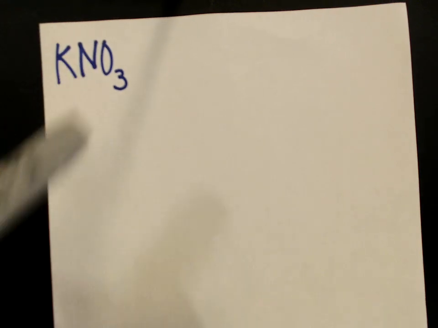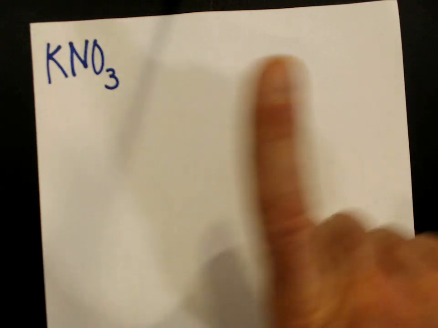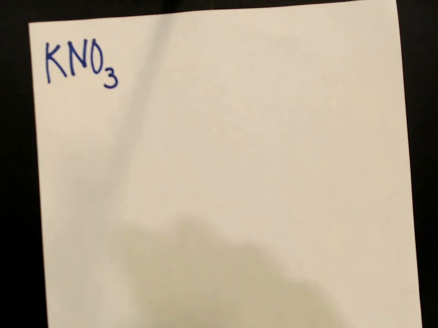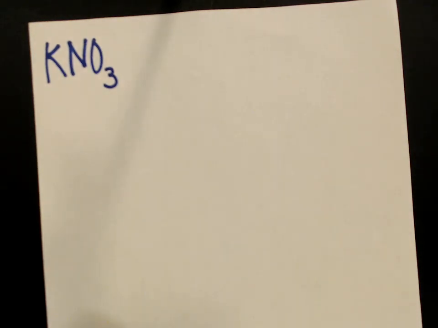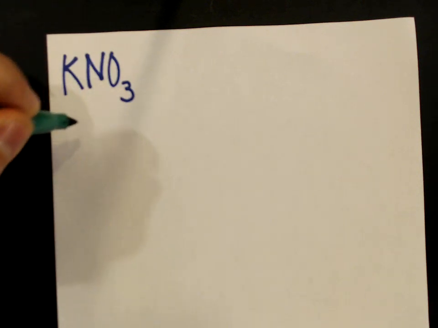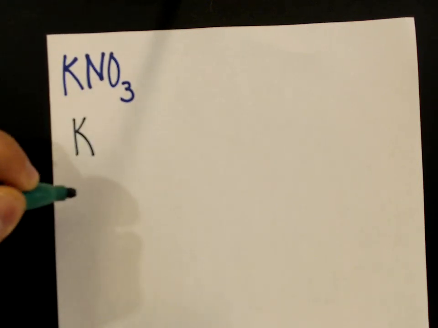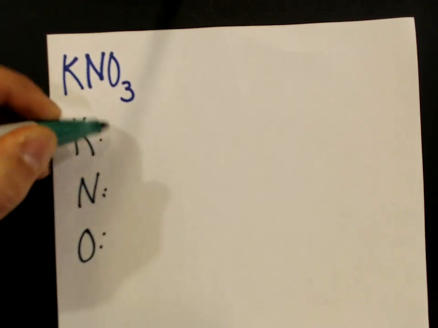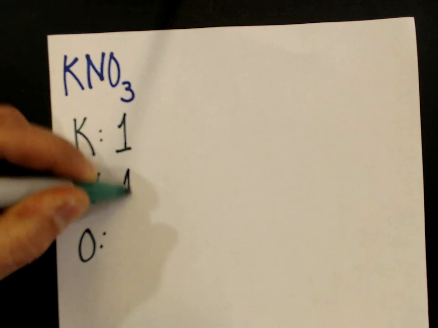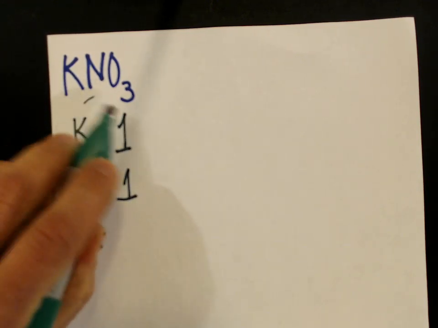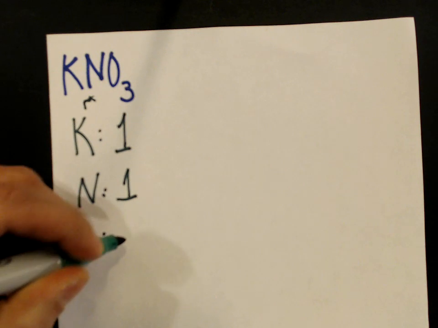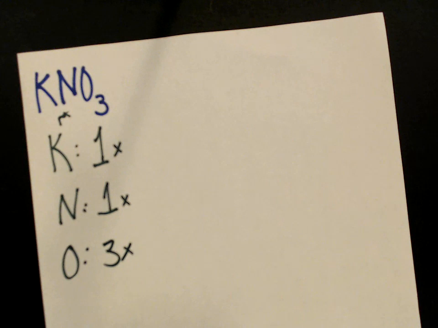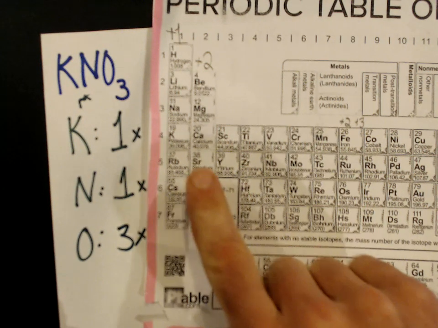Let's calculate the percent composition of potassium nitrate. Step 1, determine the formula mass, the mass of this whole compound. So we'll do that the same way that was shown in the last video. I'm going to list all of the elements. We've got potassium, nitrogen, and oxygen. There's 1 atom of potassium, 1 atom of nitrogen. See the invisible ones? And then 3 atoms of oxygen. Now we will multiply those numbers by their masses on the periodic table rounded to 2 decimal places.